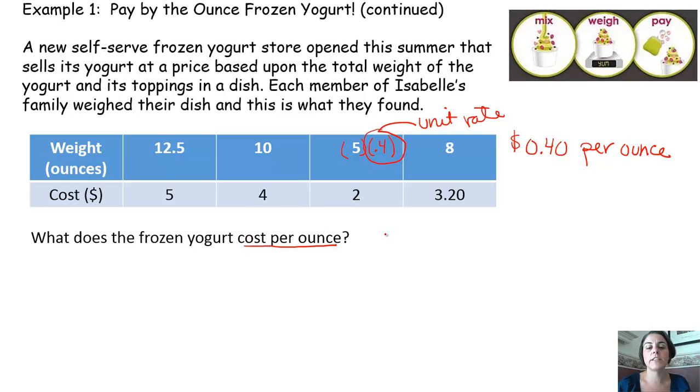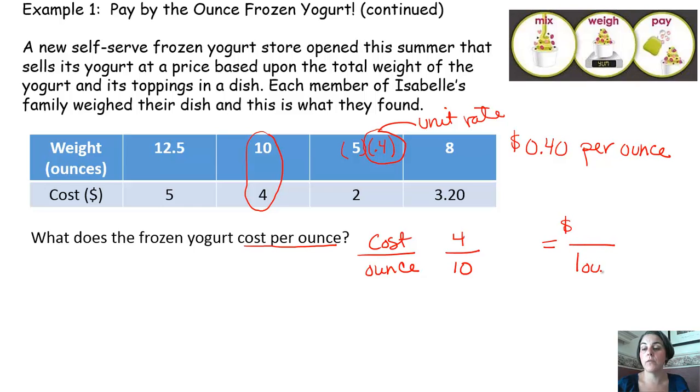If we want cost per ounce, that means we want cost over ounces. Cost per ounce. Well, I can choose any one of them. I'm going to go ahead and choose the 4 and the 10 because why not? So I'm going to go ahead and choose $4 is 10 ounces. I want cost per ounce. That's the unit rate. That means I want the cost for just 1 ounce. That gives me my unit rate.